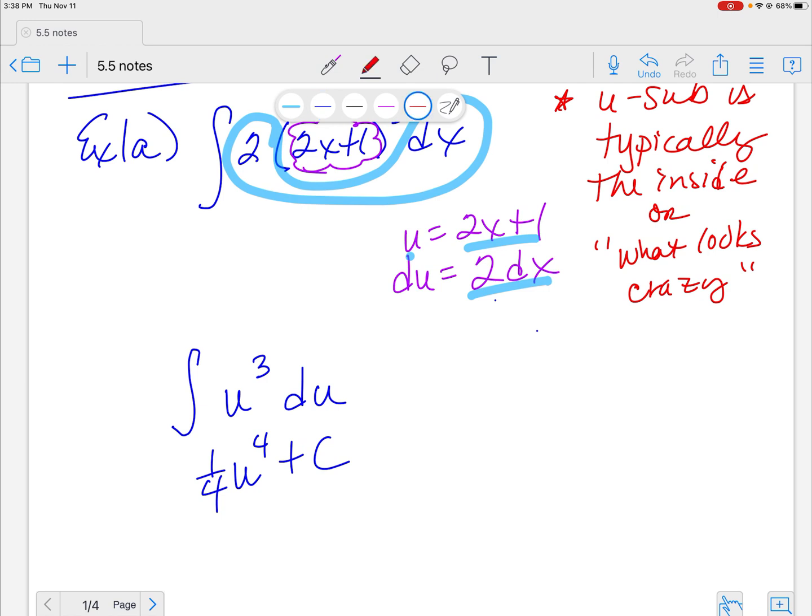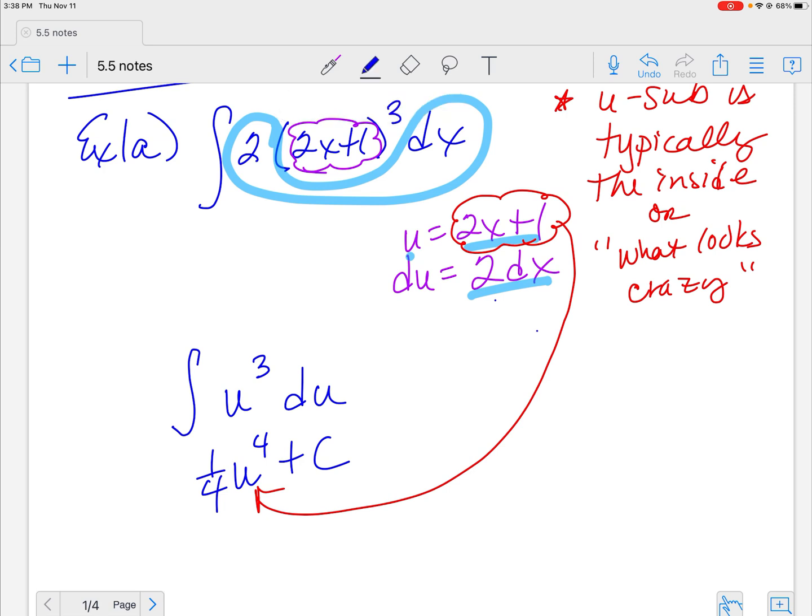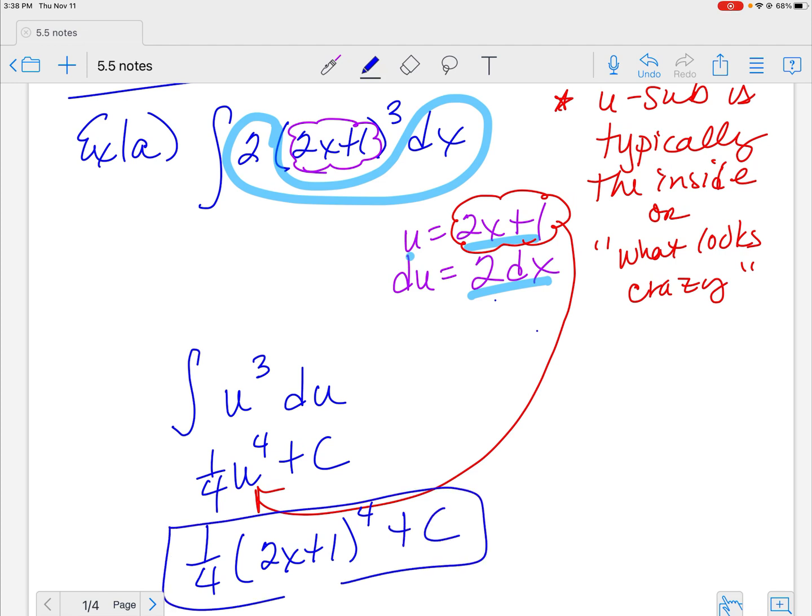Now here's the kicker to the u sub. Anytime you do a u sub, you have to sub that back in because your final answer needs to be in the original variable. So my final answer here is 1/4 times 2x plus 1 to the 4th plus c. All right?